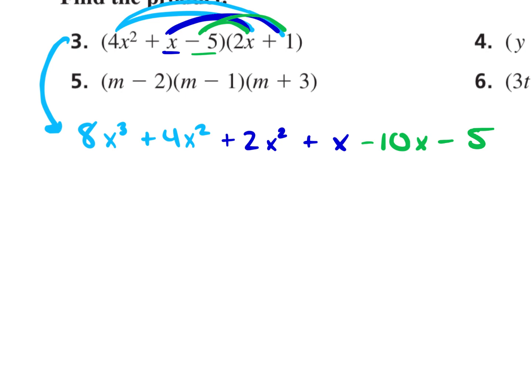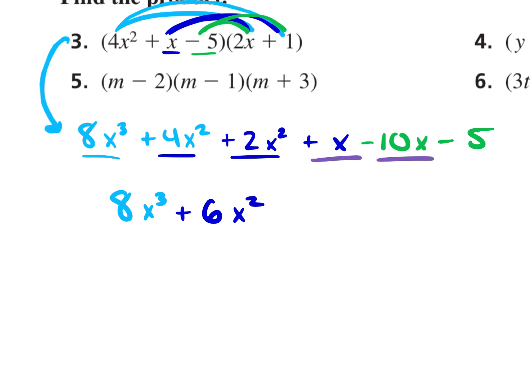Am I done? What do I have to do next? Combine like terms. So I start with the 8x cubed. What would come next? Awesome. Combine the x squared. So 4x squared plus 2x squared would be 6x squared. What's next? Perfect. X minus 10x would be -9x. And lastly, -5.